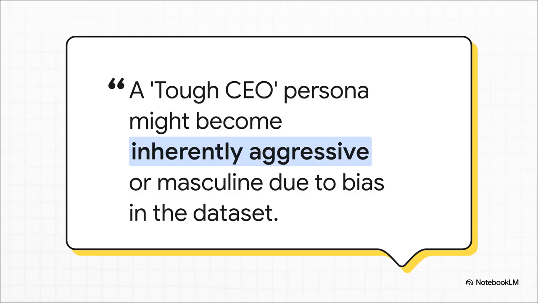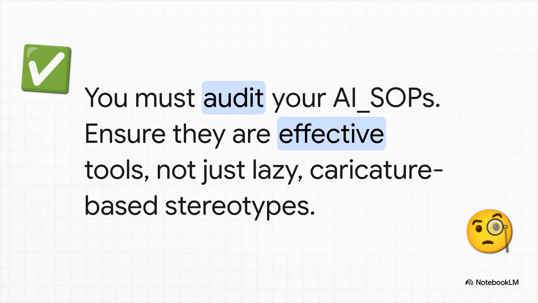Now, there is something really important to keep in mind here. The personas you create aren't built in a vacuum. They can accidentally reflect biases from the AI's training data. For example, if you ask for a tough CEO, the AI might lean towards an aggressive or masculine character, just because that's the pattern it learned. So, as an operator, it's on you. You've got to audit your SOPs. The goal is to make them effective tools, not just lazy caricatures that reinforce stereotypes. So just be mindful of that.